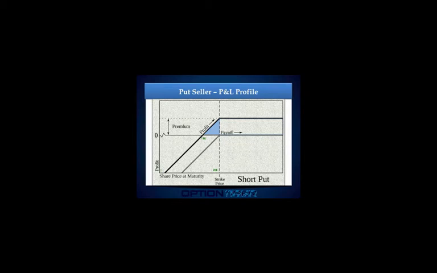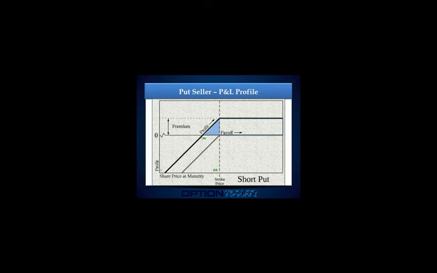The put seller is obviously going to be the reverse of a put buyer. And the maximum profit that a put seller can have is if the stock stays flat or if it goes up in value. But the maximum profit is capped, and that's equal to the premium that they received. And if the asset goes down in value, then the put seller begins to lose money. So those are the P&L profiles for both the buyer and the seller.